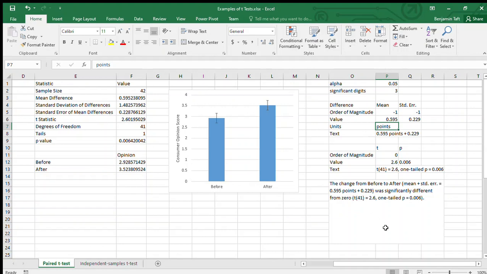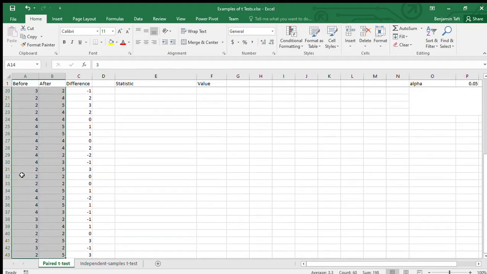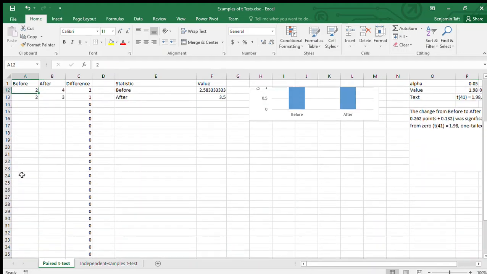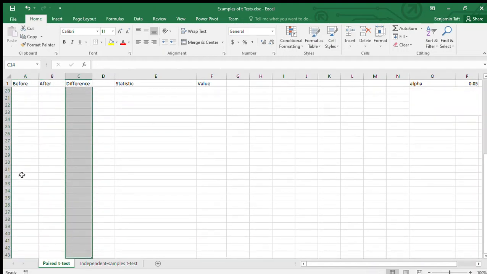So hopefully that helps. Anytime you have a before or after thing, I'm asking you, was there a change when the thing was measured on the same subjects? You paste the before in here, the after in here. If you only had like 14 data points, you'd want to make sure you got rid of all these differences, because that would be awkward.